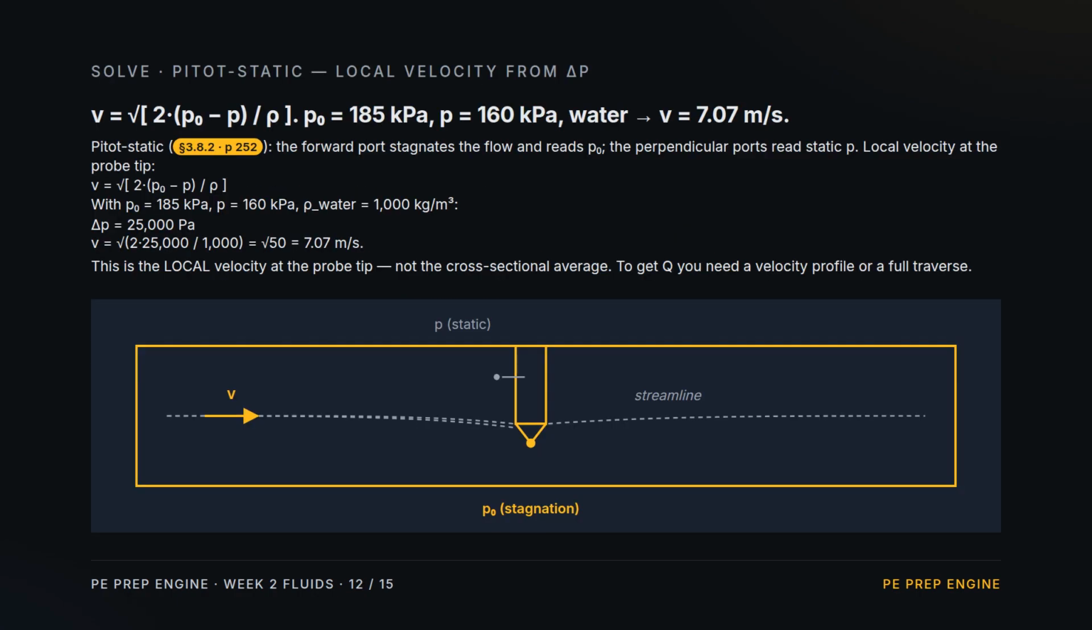Pitot static. The forward port stagnates the flow and reads stagnation pressure. The perpendicular ports read static. Local tip velocity is the square root of 2 times stagnation minus static over density. Here, 7.07. Critical caveat. That's local velocity at one point, not the cross-section average. For total flow rate, you'd need a velocity profile or a multi-point traverse.